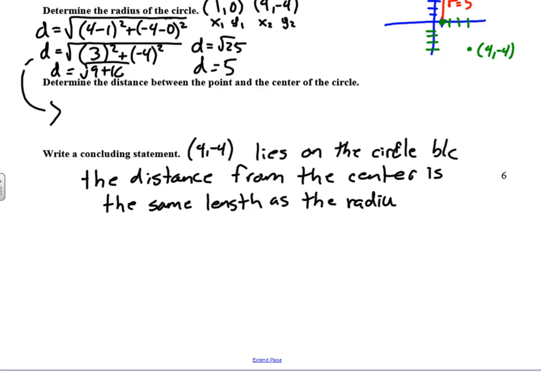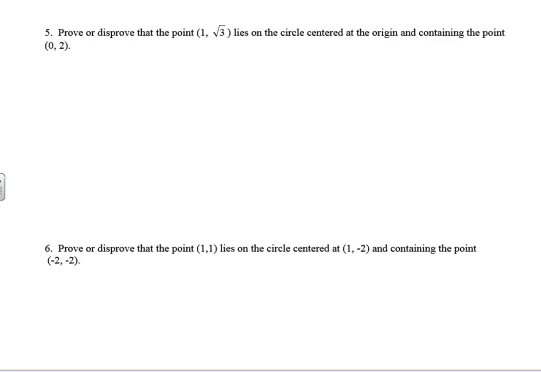All right, so what makes something a circle? Well, what makes it a circle is it's equidistant from the center. All the points that are equidistant from the center form a circle. Okay, so let's try this one again.